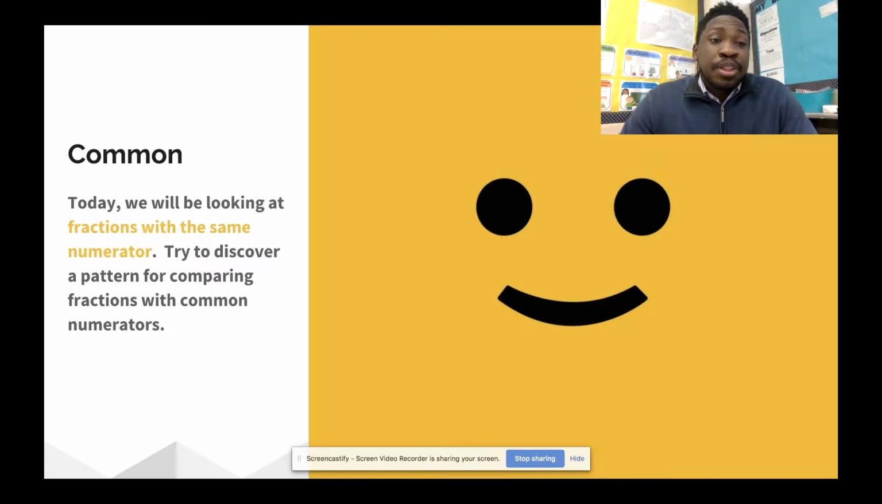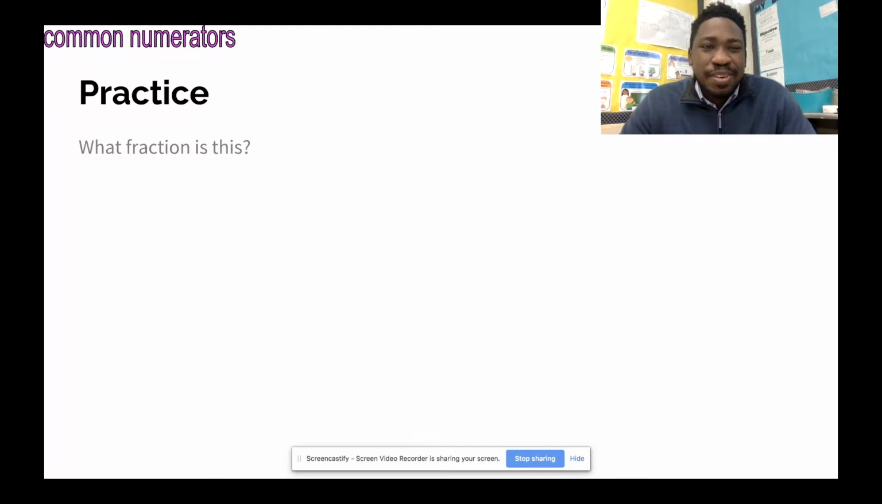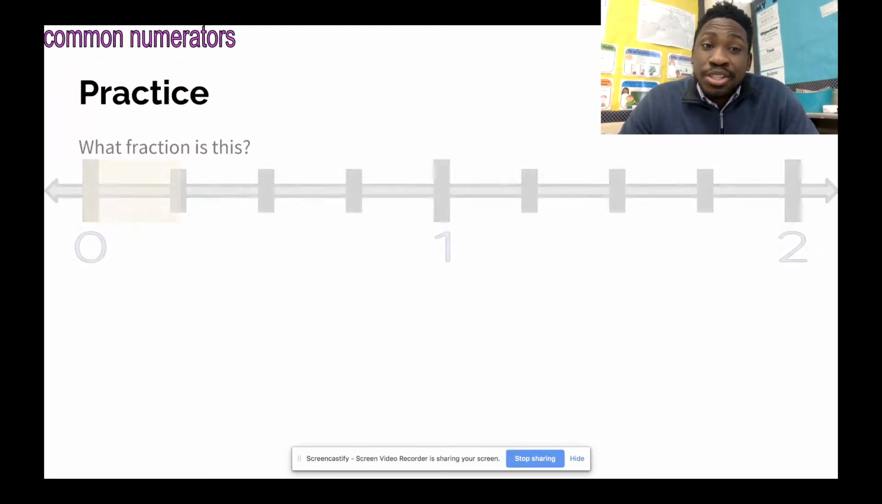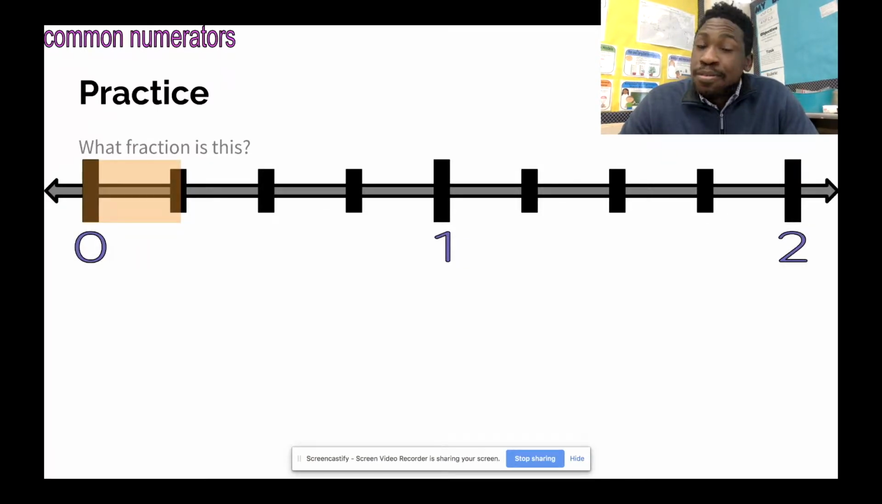All right, in this video, we'll be looking at fractions with the same denominator, and you're going to try to figure out the pattern that's happening each time we compare those fractions. All right, so what fraction is this right here? We have 1/4, because this is 1 out of the 1, 2, 3, 4 parts that make up one whole. Not all the way to 2, but from 0 to 1. That's what our denominator is. How many parts make up 1?